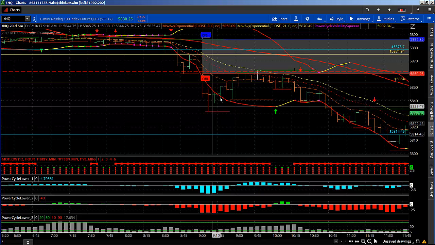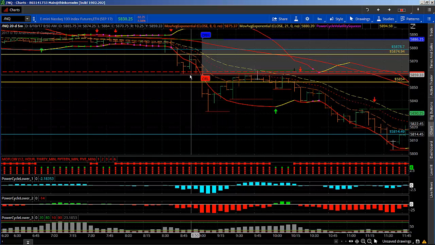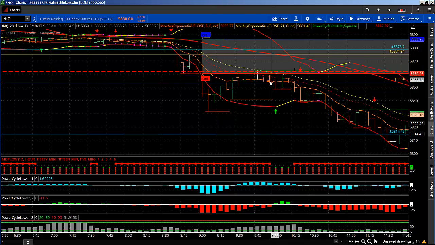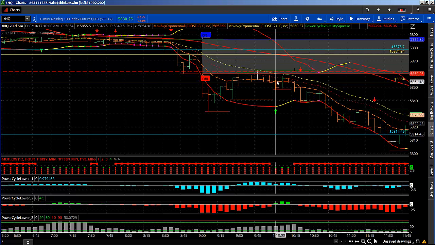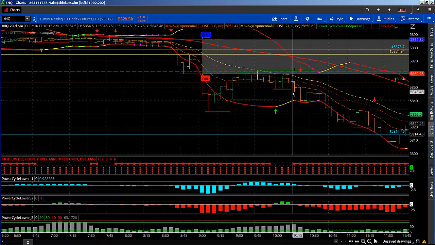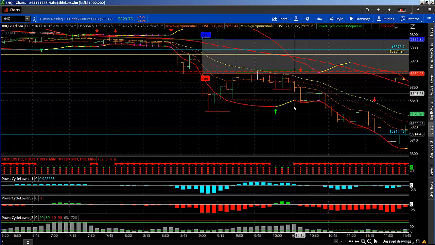Then what does it do? It retraces back up, retests that prior day's low. That sets up the next short trigger, where you've got a break of these prior lows here. You can put your trigger in right here at 58.54, or you could let it come back up again and put your trigger in here at 58.46.